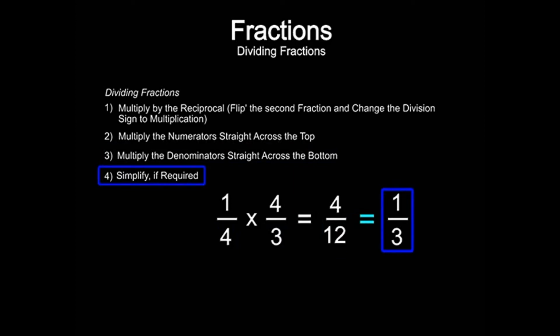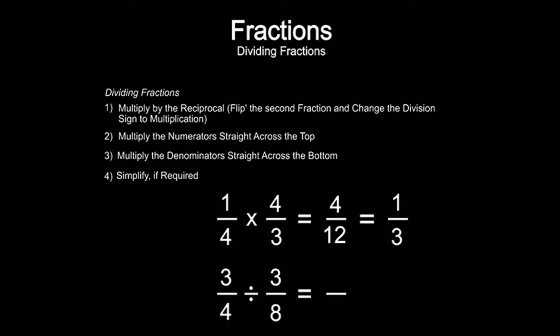Here's another example. 3/4 divided by 3/8. First, find the reciprocal, which is 8/3, and change the division sign to multiplication. Then, multiply straight across the top to get 24, and straight across the bottom to get 12. Finally, simplify and get 2/1, which reduces to 2.